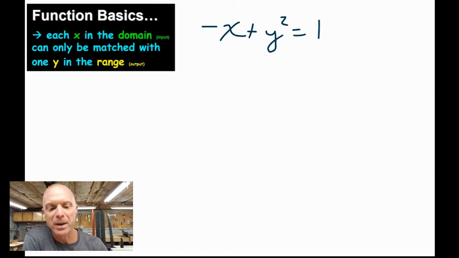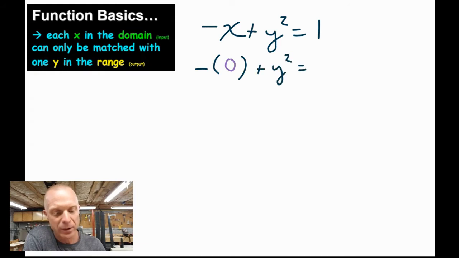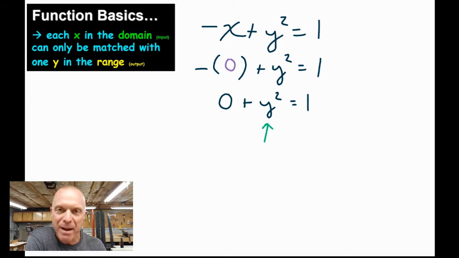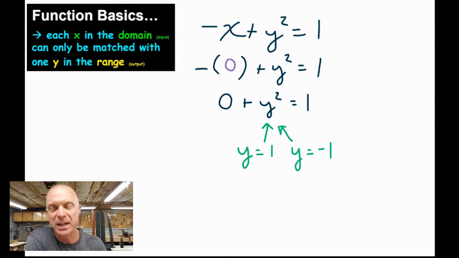But just think about for a minute with me about some input and output. Let's say I input the number 0. I input that for x. What kind of output, what kind of y value is going to make this equation equal 1? Well, if you think about it, this would be like 0 plus y squared equals 1. And I'm pretty sure that one of my y values that would have to work here would be a y value of 1. But wouldn't it also be true that the y value of negative 1 would satisfy this equation?